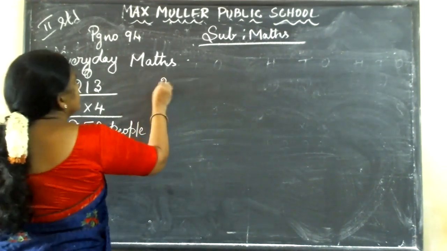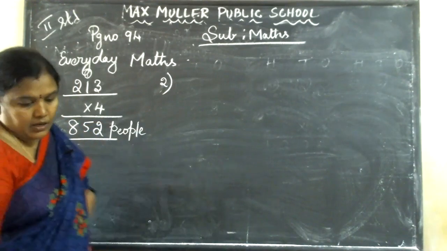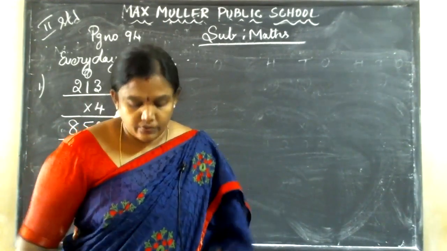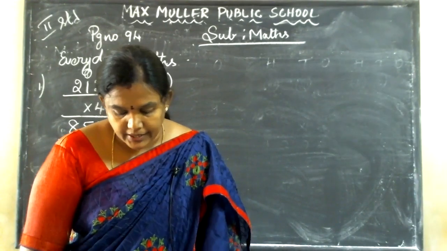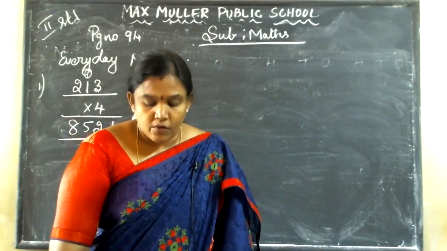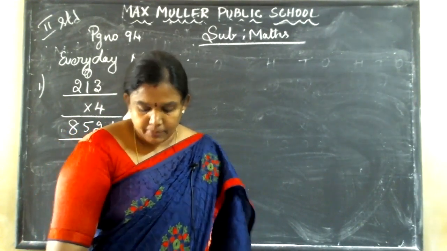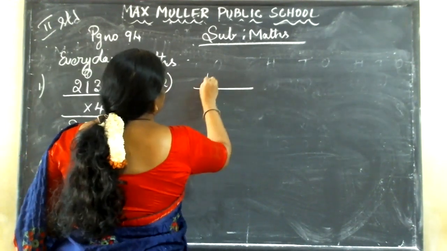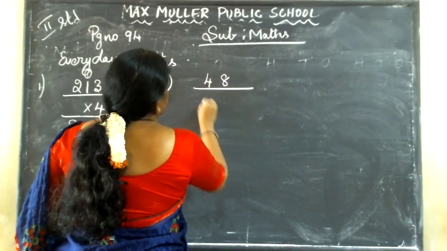Second one. Now there are 48 bottles in one crate. One crate, you know, children, 48 bottles in one crate. How many bottles are there in 7 such crates? You want to find now 48 multiplied by 7. First line 48. Second line by 7.